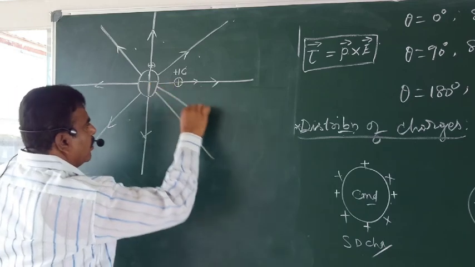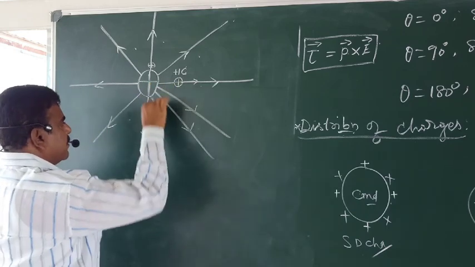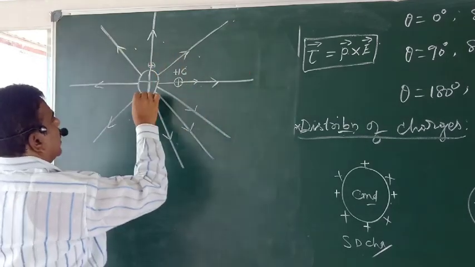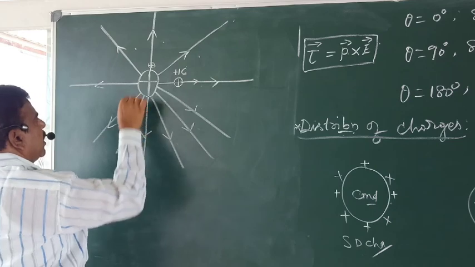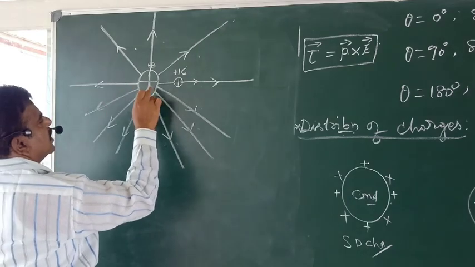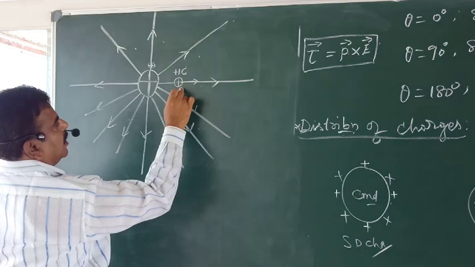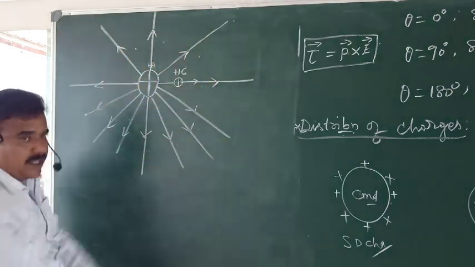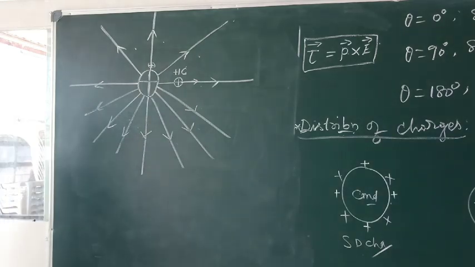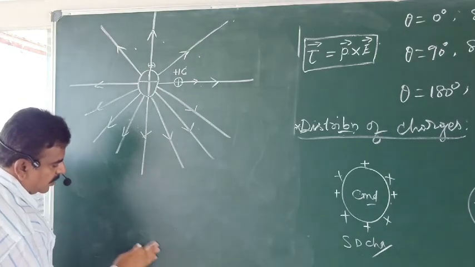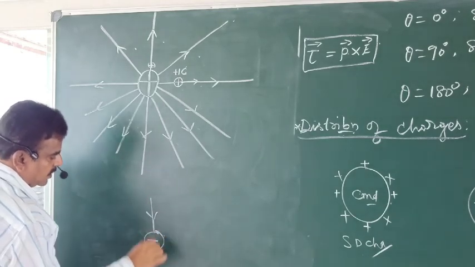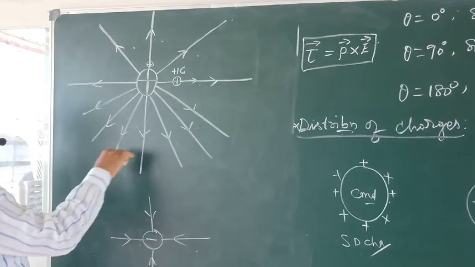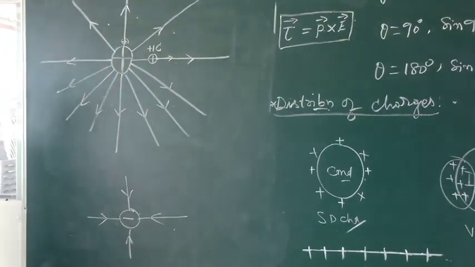Okay? Now, the electric field lines are like this. A positive charge gives rise to outward electric field lines. Similarly, if this is a negative charge and I place a positive charge, it will attract, so the field lines will be directed inwards. In the case of a negative charge, field lines are directed towards the charge. In the case of a positive charge, they are directed away from the charge.